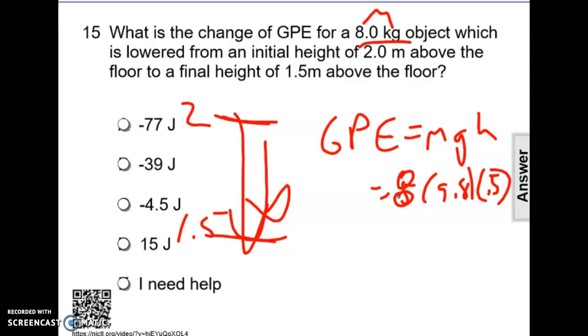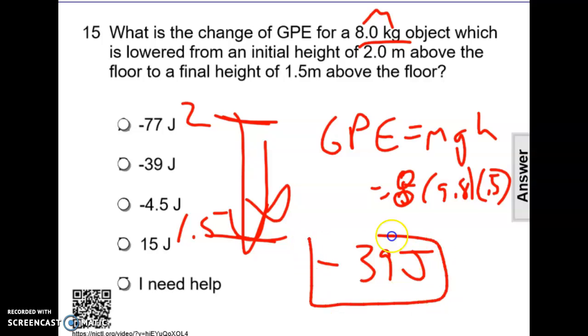So it's going to basically give me a negative answer right there. I'm going to lose about 39 joules, okay? Because the object drops, I'm going to be losing that energy, so the sign is negative right there.